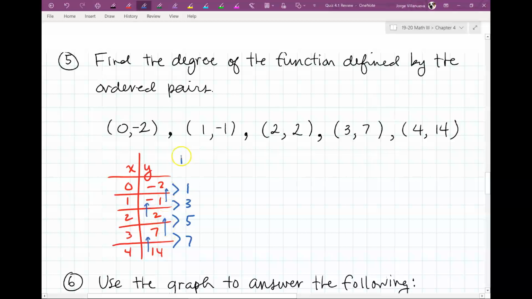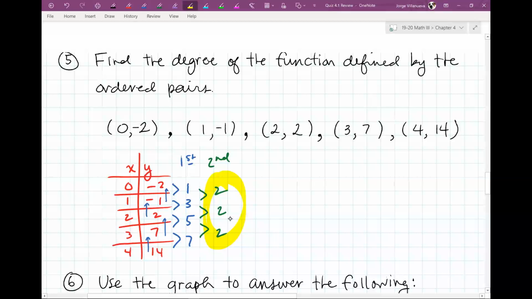Now this is my first differences. Wait, -1 minus -2 is positive 1, because remember, minus a negative is a plus. So that's my first. Remember, the goal is that all those numbers should be identical, but they're not. So that means I'm not done yet. I don't know what the degree is yet, so I go for my second differences. 3 minus 1 is 2. 5 minus 3 is 2. 7 minus 5 is 2. So here we go. That's exactly what I want to see.